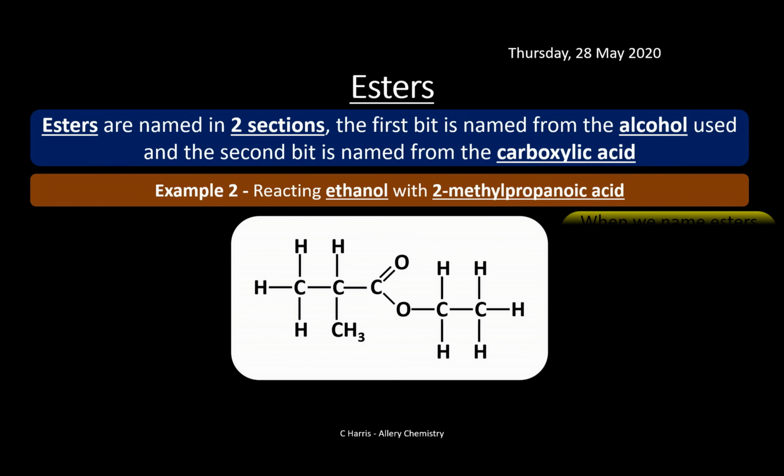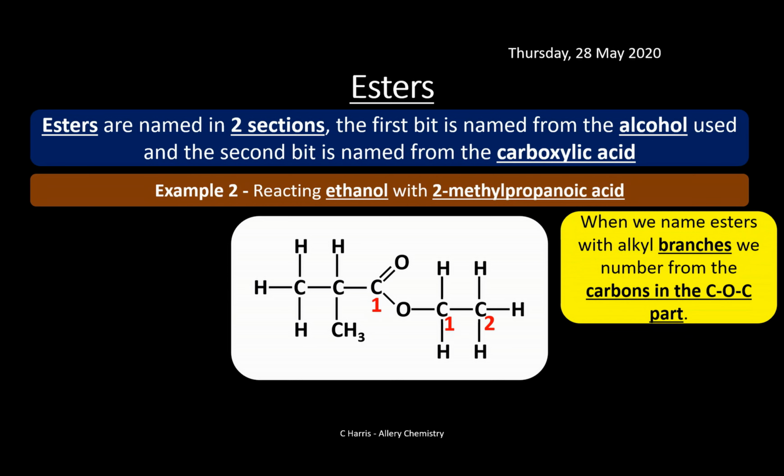So let's go through and name this. When we name the esters with alkyl branches, we need to number from the carbons in the COO part. In other words, this is always going to be carbon 1, closest to the oxygen, and this is always going to be carbon 1 here.